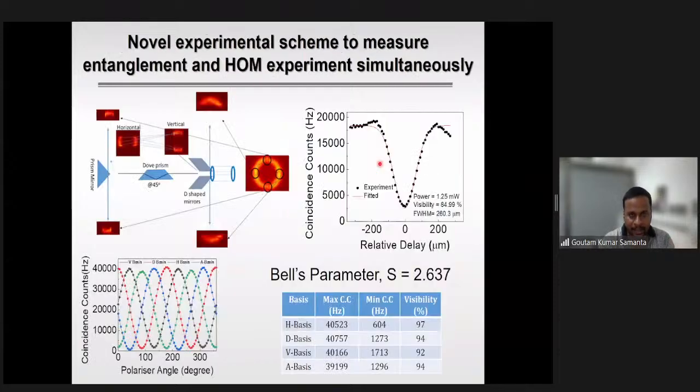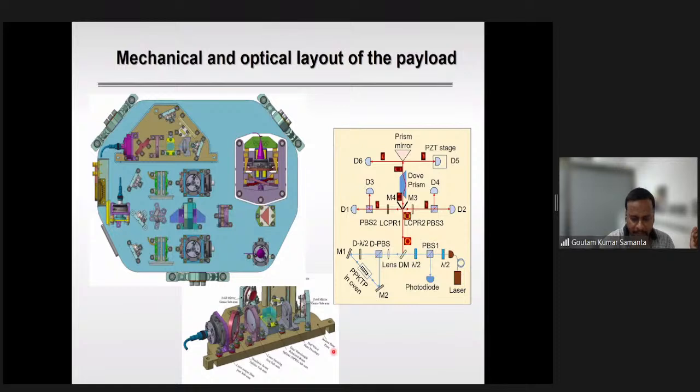In the lab, we have studied those sources and studied the HOM interferometry, and how that is coming. It has a good HOM visibility, and the entanglement quality is also good. We can get coincidence counts of around 40,000 per second. And this is basically the payload that I was explaining.